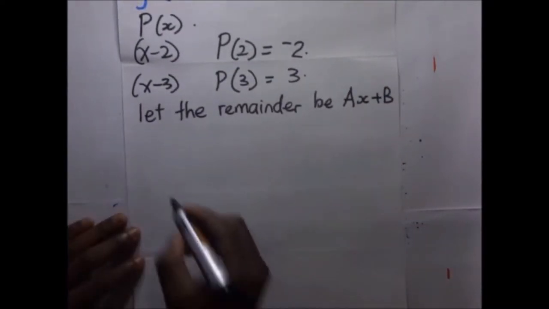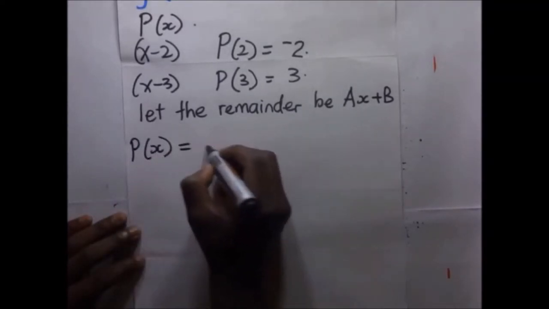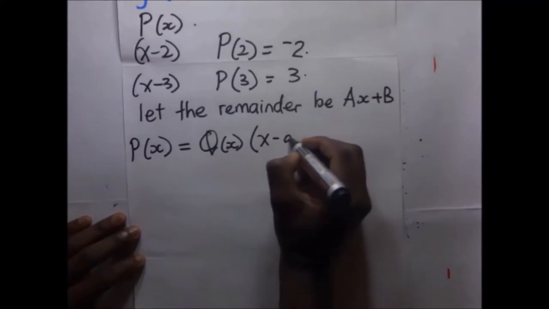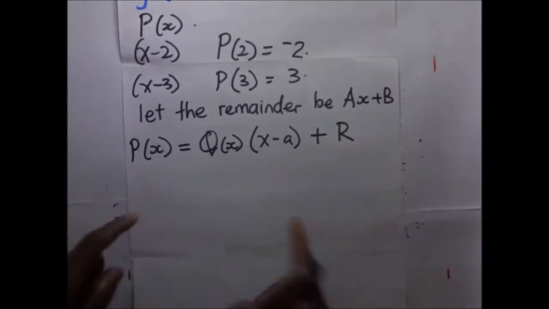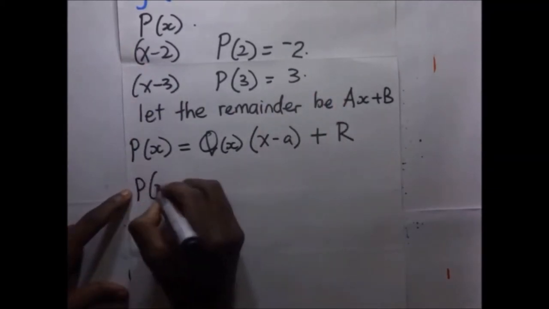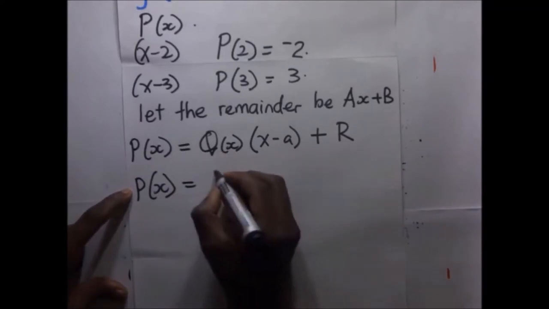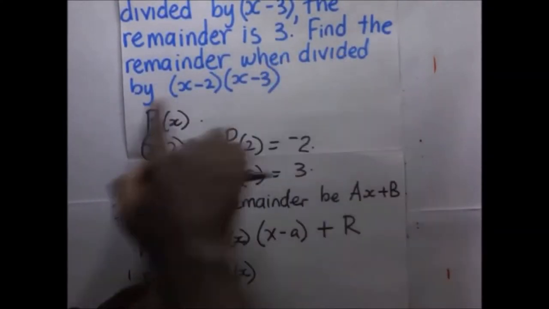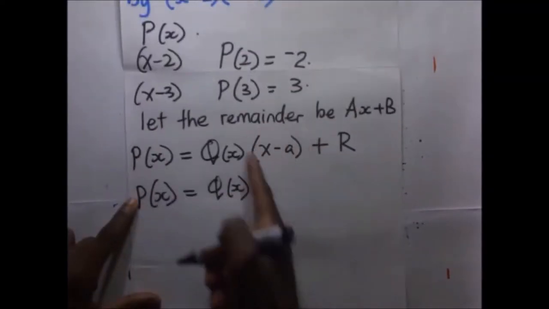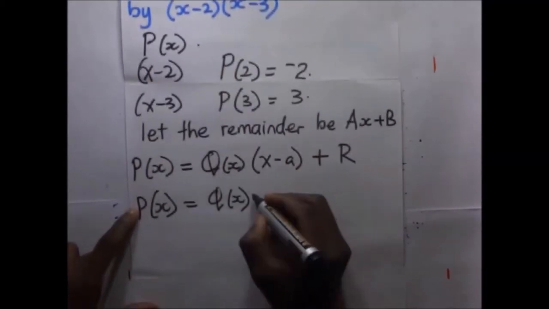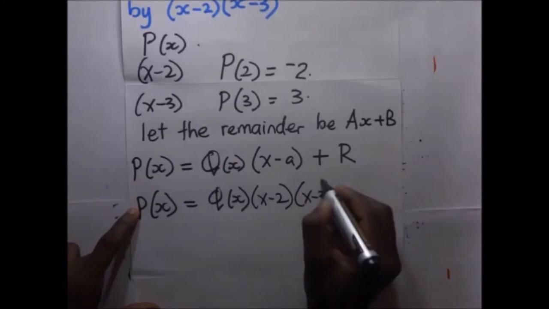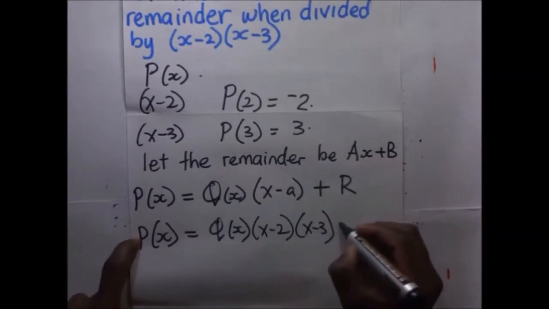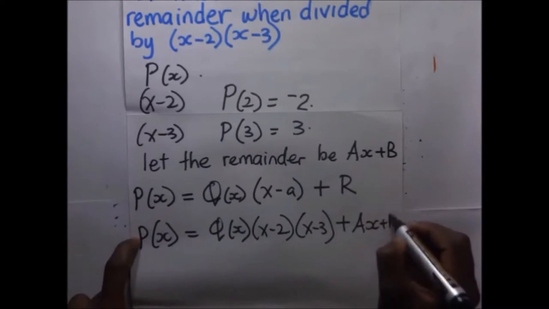Now from our previous videos we said that a polynomial P of x will be equal to the quotient times the divisor, which is x minus a, plus the remainder. In this case, they're asking us to find the remainder when it is divided by x minus 2 and x minus 3. So for the divisor part, it's going to be x minus 2 into x minus 3 plus our remainder. Let our remainder be ax plus b. Since they're asking us to find the remainder, we are tasked to look for the value of a and b. That's going to be plus ax plus b. As simple as that.